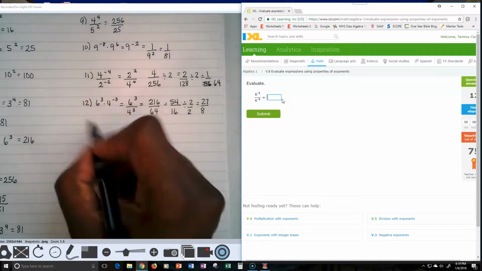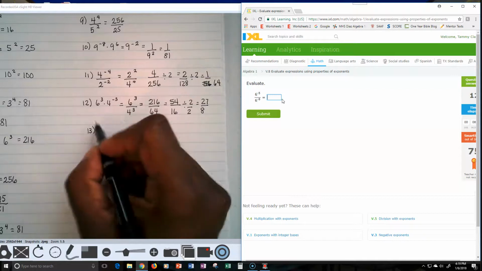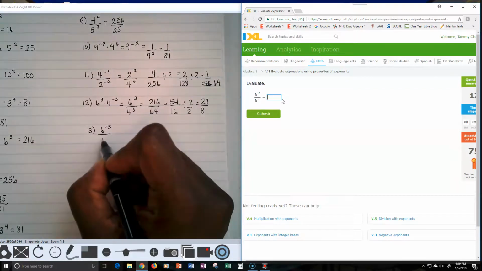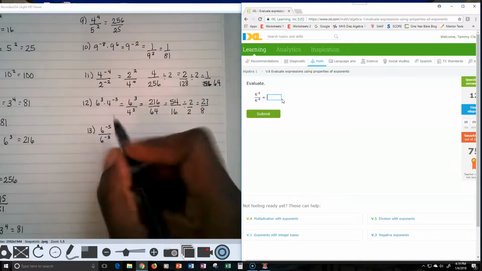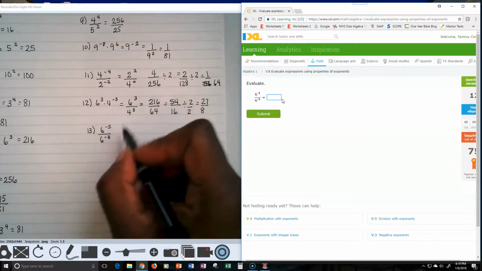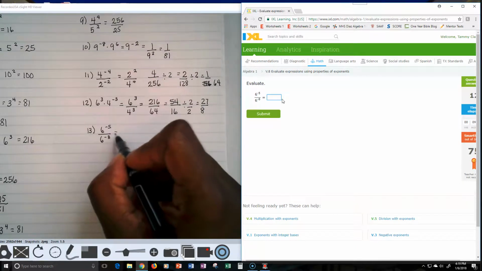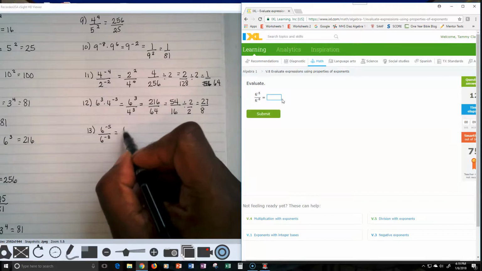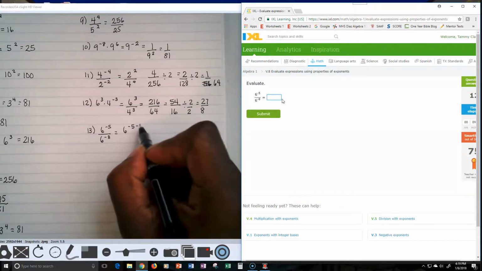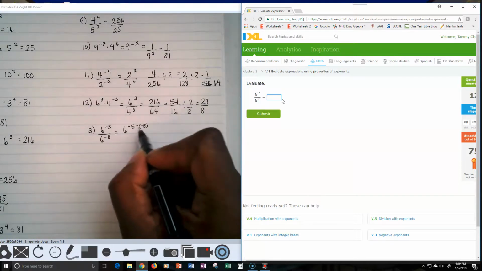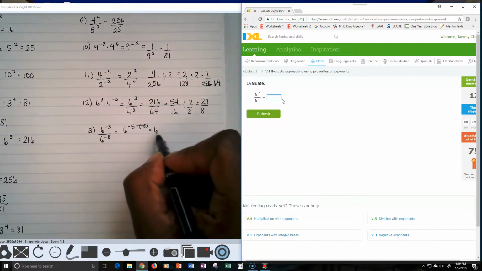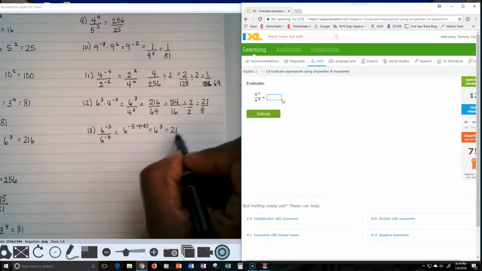Alright, here we've got, we're going to make this one our last one. 6 to the negative fifth power divided by 6 to the negative eighth power. Now the bases are the same. So if you want to go ahead and do negative 5 minus negative 8, I'm going to write this one down, minus negative 8. You know that that is 6 to the negative fifth plus 8, which gives you 6 to the third power, and that's 216.